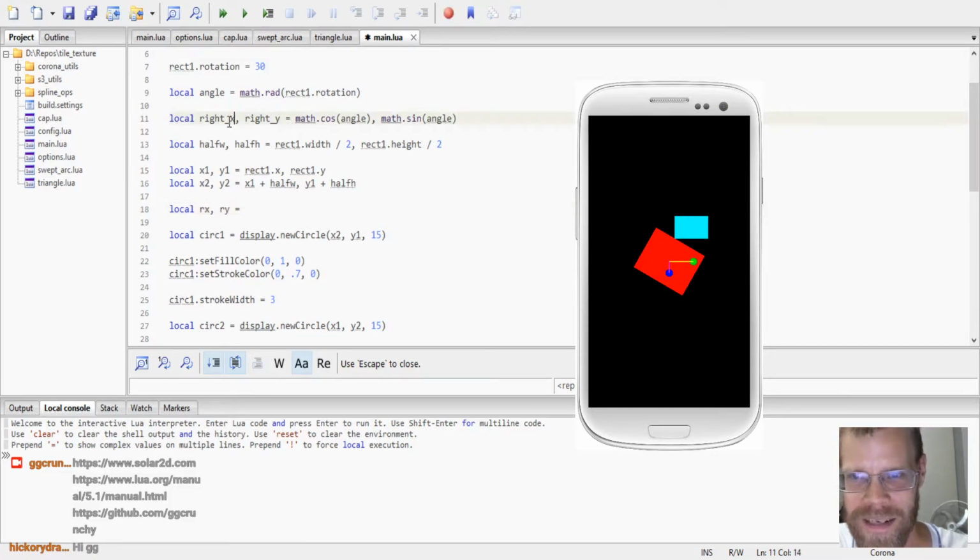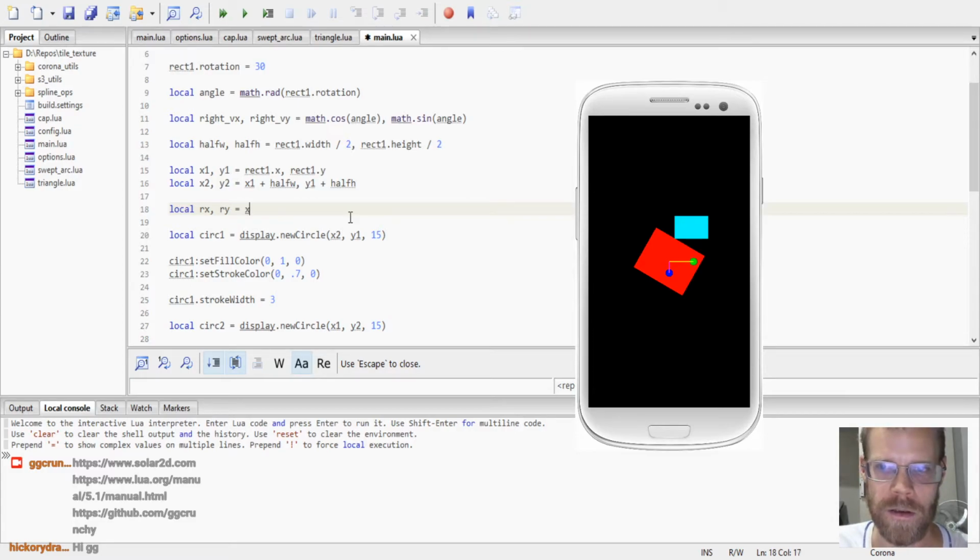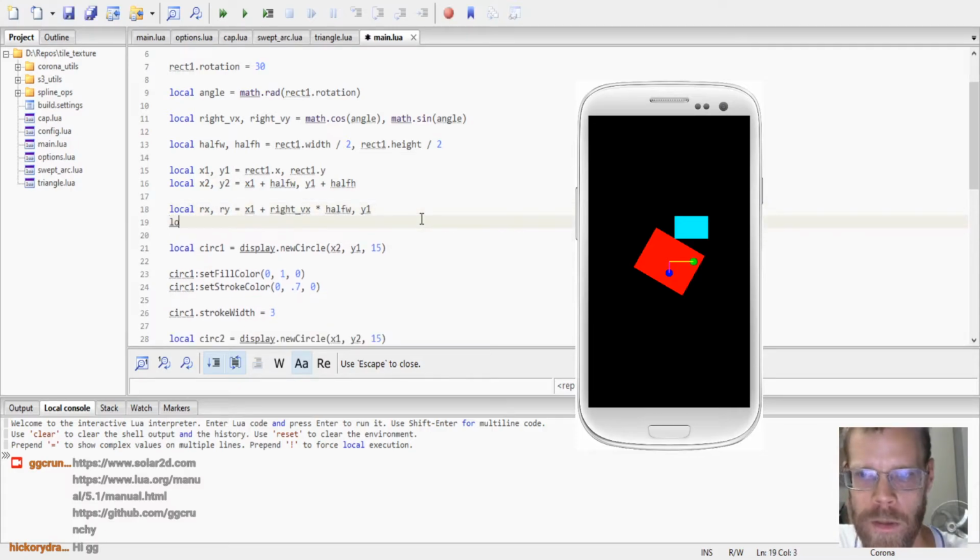which is going to be, see, this is right vector x, right vector y. So I want the middle position plus the right vector times the half width, and the middle position plus the right vector y component times the half. Do we want that? No, I don't want to move that one up at all. I'll just have that point to the right, and then the upper point, I guess we would call it.